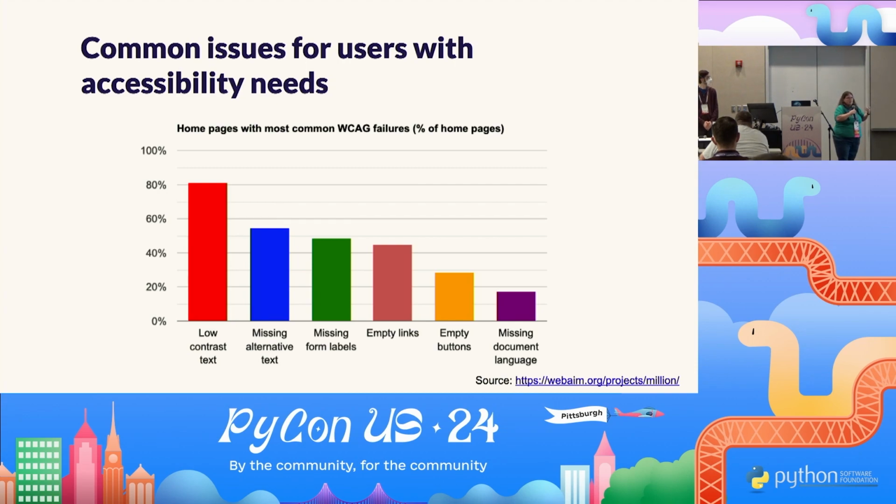There's also missing alt text, which is a huge one. We'll definitely be going over alt text today and ways to make sure that doesn't happen. There are missing form labels. If you've never gone through a form on a screen reader before, it can be a very painful experience. And forms are very important. They're not really optional anymore. There aren't many paper forms available, so it's very important to have that. Empty links, empty buttons, and missing document language.